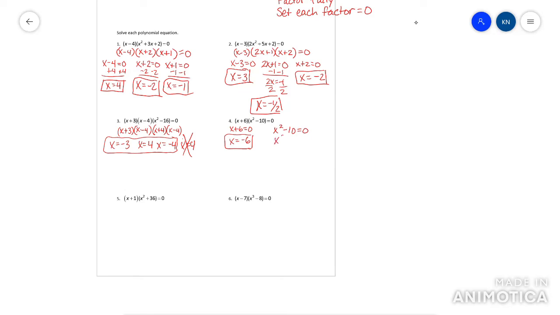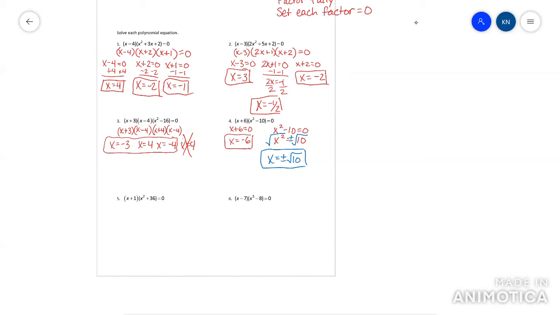And so you'll add 10. And then when you get to the square by itself, you have to root it. And when you root something, you have to put plus minus. So this answer would actually be x equals plus or minus root 10.